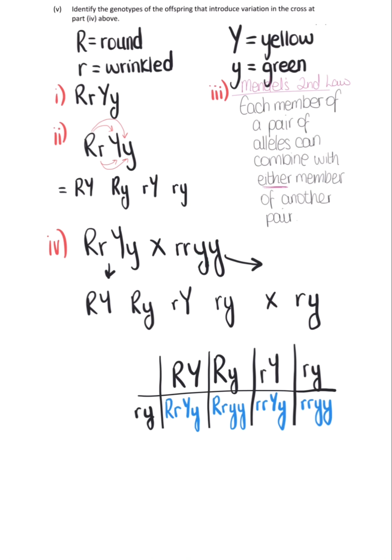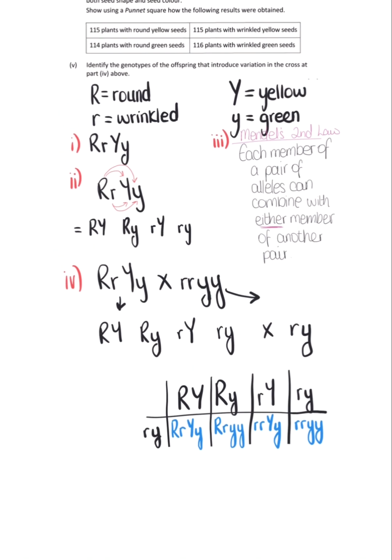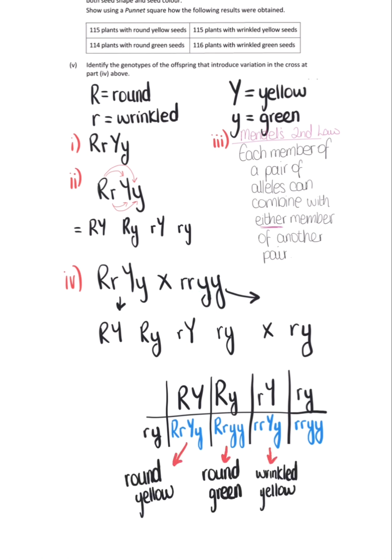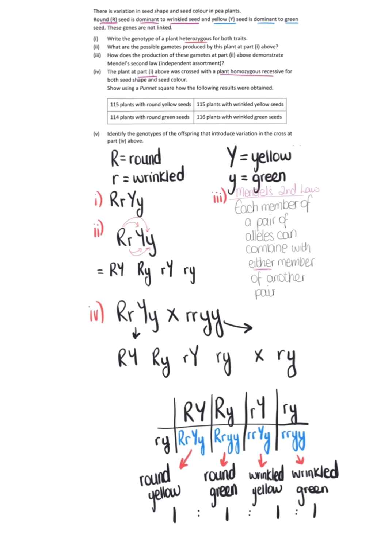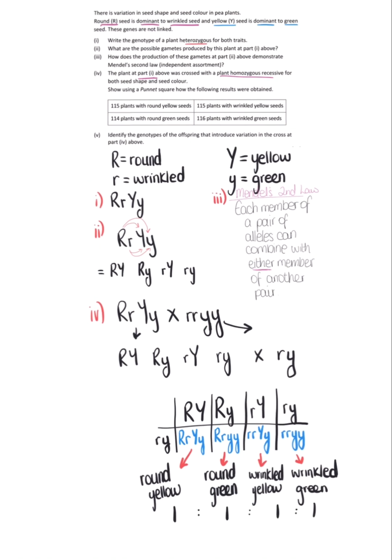After this, what I would do is write down what the phenotypes were. Those are the genotypes. The phenotypes are the actual physical appearance, so describing in words what the genotypes are. So these results can be seen in a 1:1:1:1 ratio.